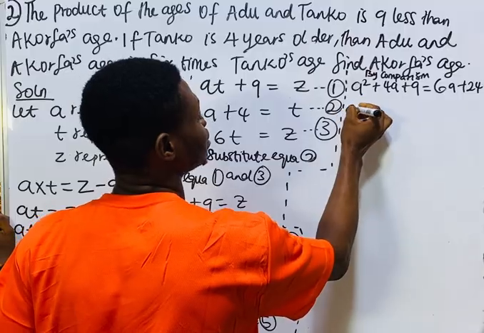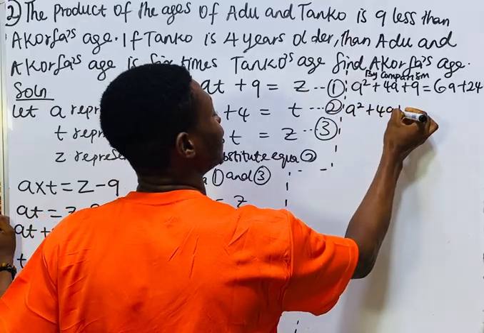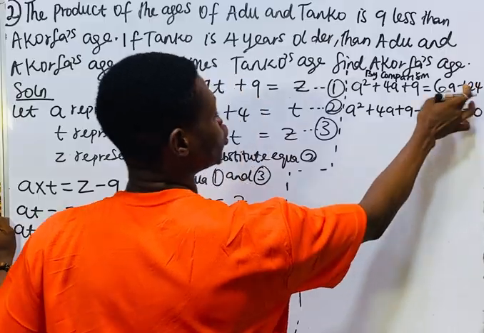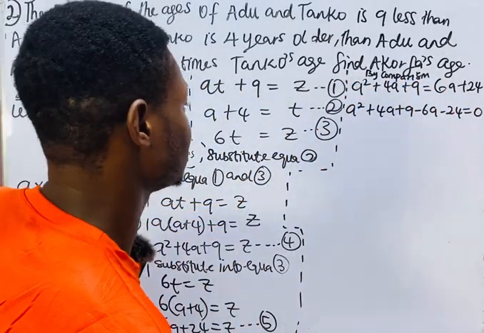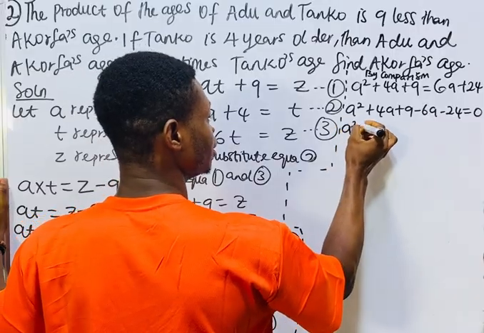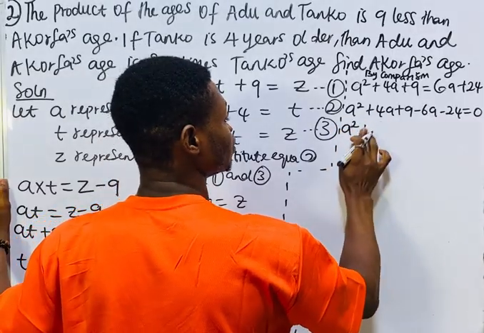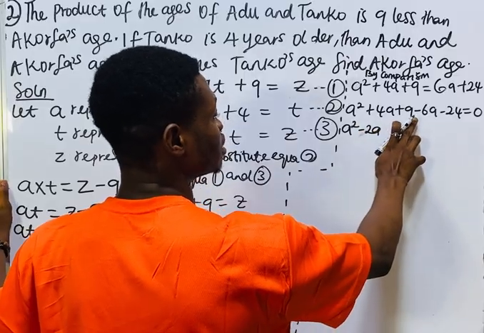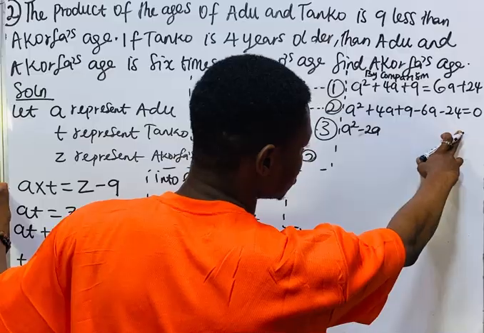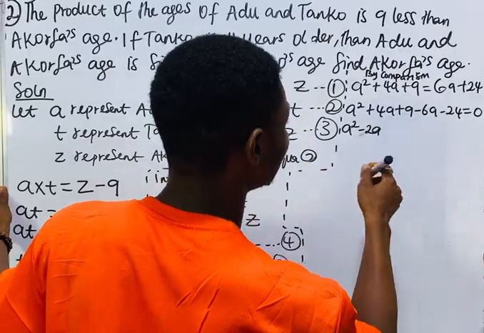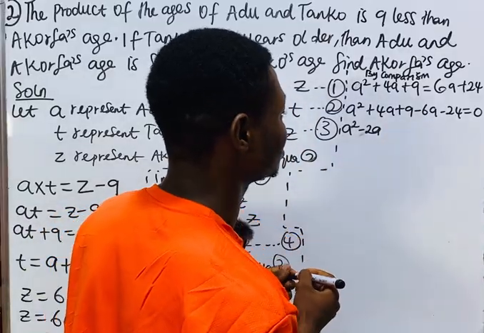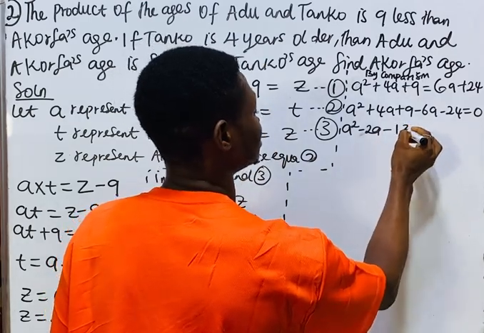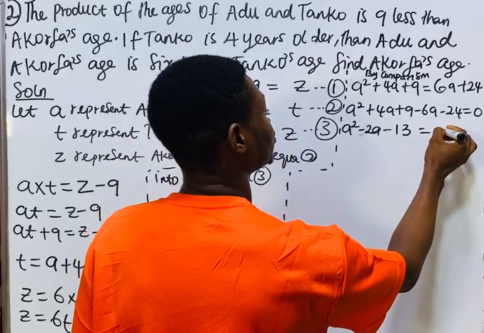So we are going to have a squared plus 4a plus 9 minus 6a minus 24 is equal to 0. We move everything to the left hand side. So we have a squared plus this and this, which will give us minus 2a. Then 9 minus 24 will give us 13, right? It will be minus 13 is equal to 0.